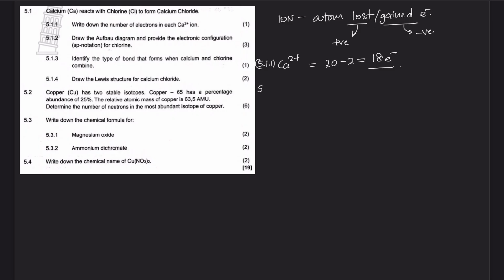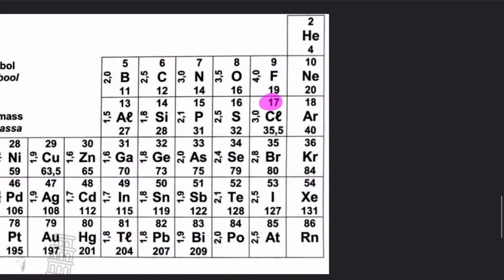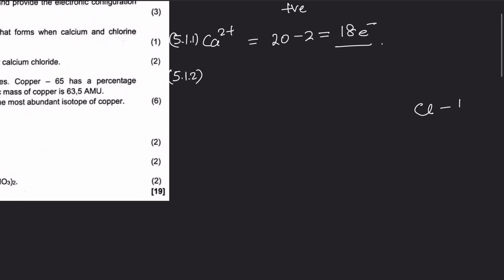Question 5.1.2. Draw the Aufbau diagram and provide the electronic configuration for chlorine. Let's go and check. Chlorine has an atomic number of 17, which means that there are 17 electrons in an atom of chlorine. So for chlorine, there are 17 electrons for us to fill.